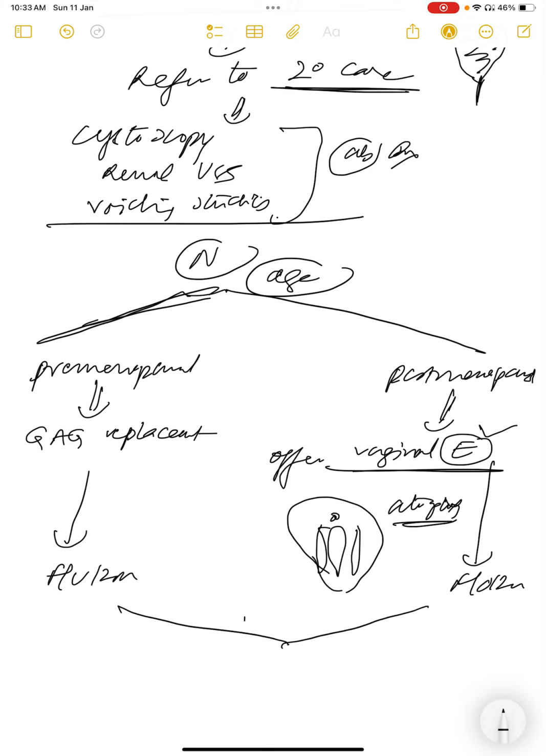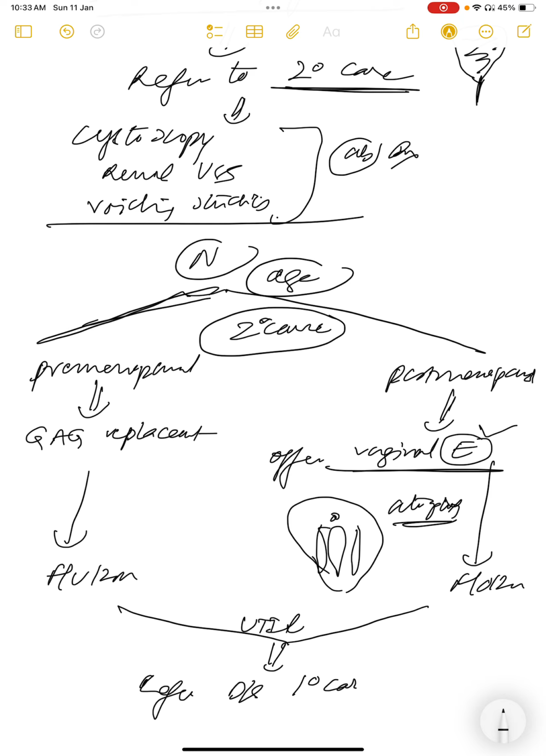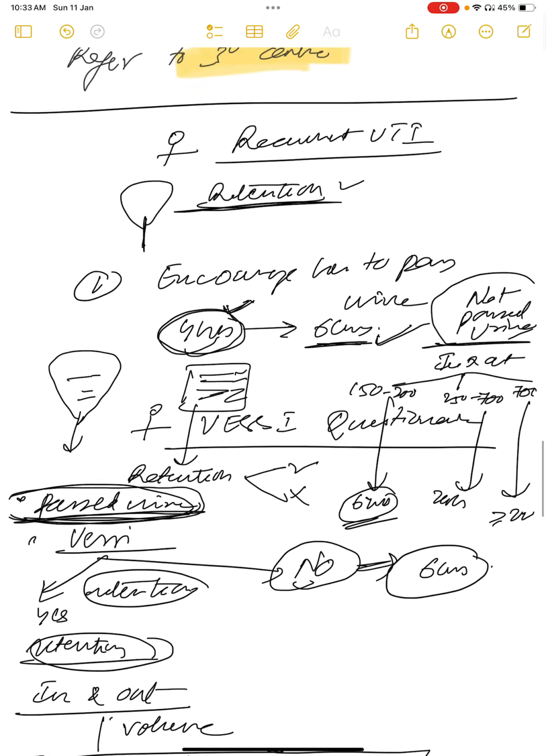If everything is okay and UTI is reduced, she is in secondary care, where the urologists are doing all this, so you'll refer her back or discharge her to primary care. Each and every thing is a question. So once again, I'll repeat this session.